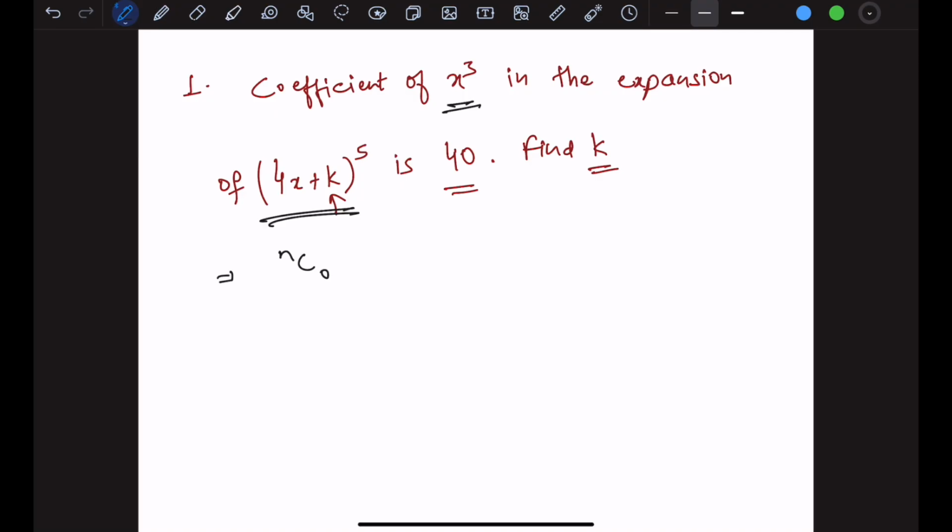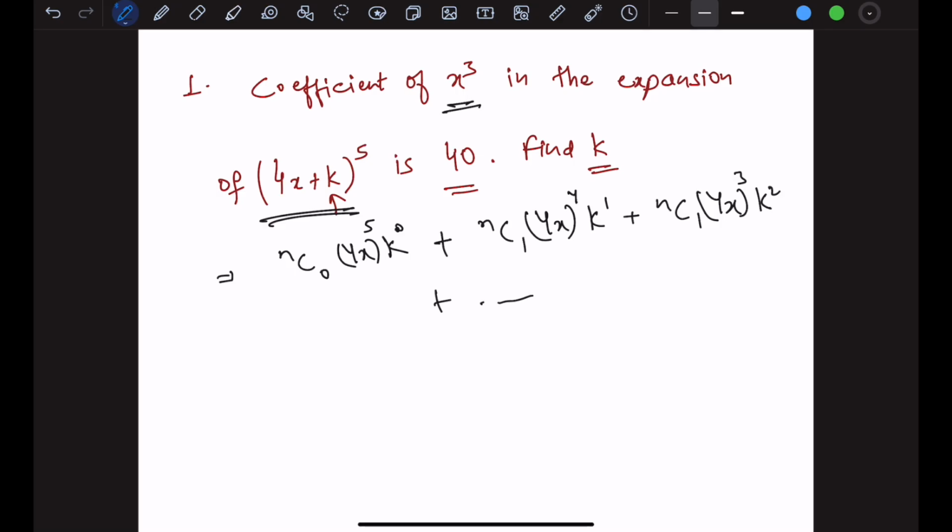nC0 (4x) to the power n, which is 5, then k to the power 0, which is basically 1. Plus we'll have the second term nC1 (4x) to the power 5 minus 1, which is 4, and k to the power 1, plus nC1 (4x) to the power 3, k to the power 2, plus other terms.